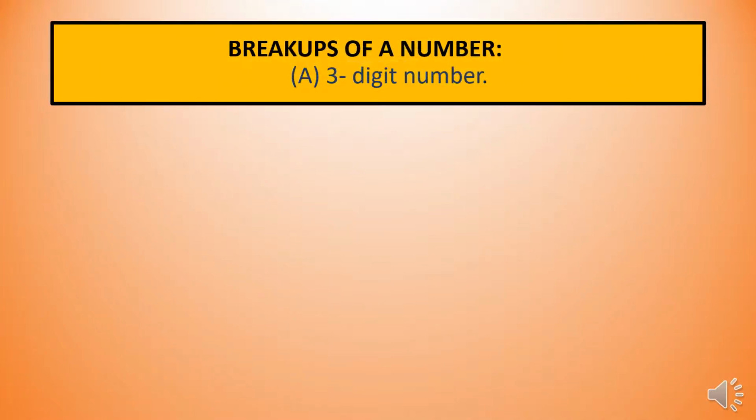So let's begin with the breakups of a number. Breakups of a number means writing the number names, but not all together. We have to separate each digit at one time, starting from the units place. So let us begin the breakups of a number for a 3-digit number. Let us do 2 examples simultaneously so that it goes easy. The first example is 438 and the second one is 710.